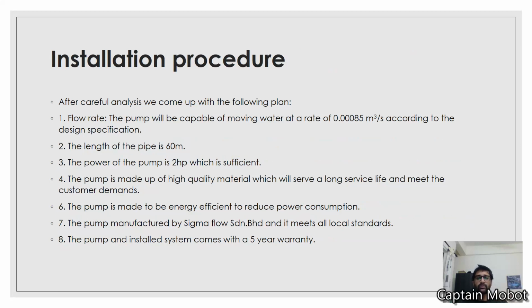Now, moving on to the installation procedure, we come up with the following plan. First of all, the flow rate. The flow rate is 0.0085 meter cube per second according to the design specification. The length of the pipe is 60 meter, and the pump or motor that we select is 2 horsepower.